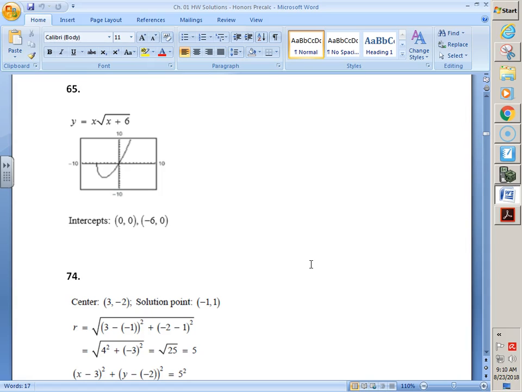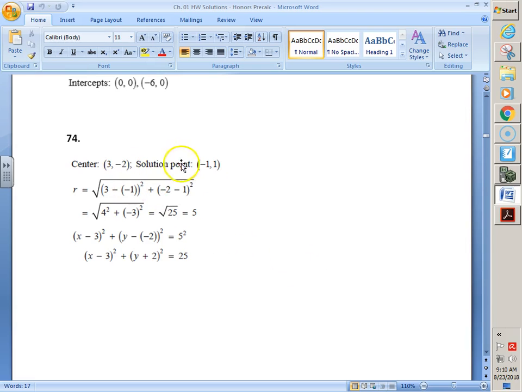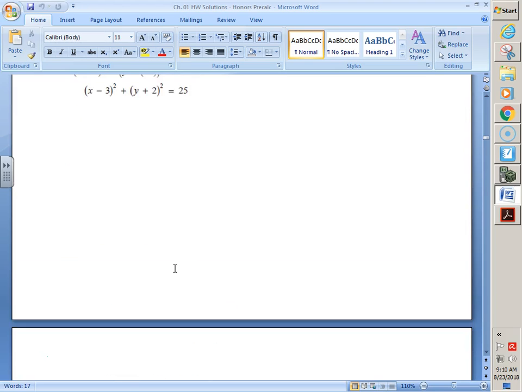Number 74, you had to, I believe, find the radius. I see a little distance formula going on. The radius should have been 5, and then you plug in the center, not the solution point. The solution point is a point on the outside of the circle. You could have used it for distance, but you can't use it for center. Only the center can be the center. And there's our final equation. And I believe, oh, nope, we have one more.